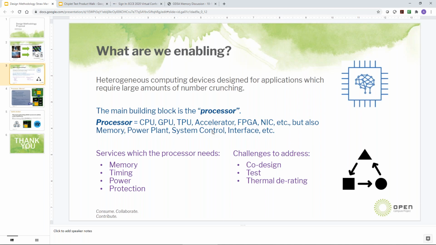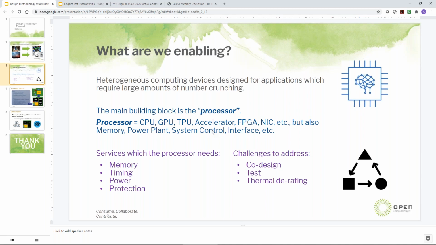And then there are the challenges of this platform approach, this heterogeneous approach: co-design, test, things like thermal derating, because when you put them next to each other, they're suddenly influencing each other. And I think co-design is one of the hardest ones. When you try to get started, you think, well, what do I start with? And then how's that going to affect something? And then you have that circle of design. So I want to try to avoid that because we're going to get lost there.